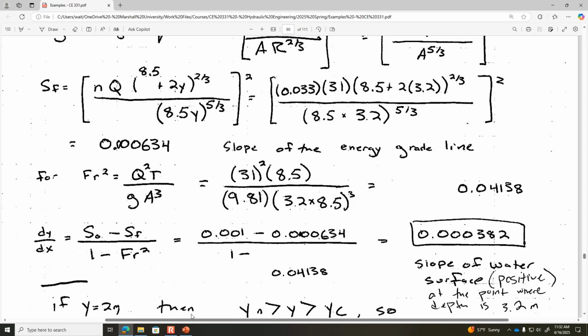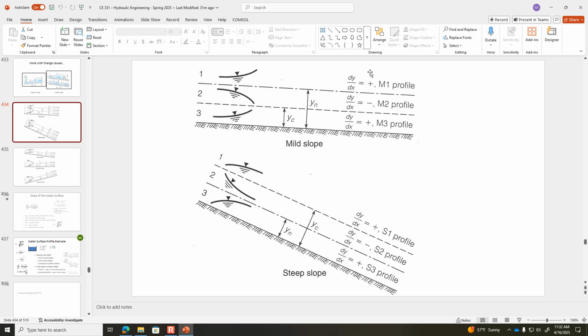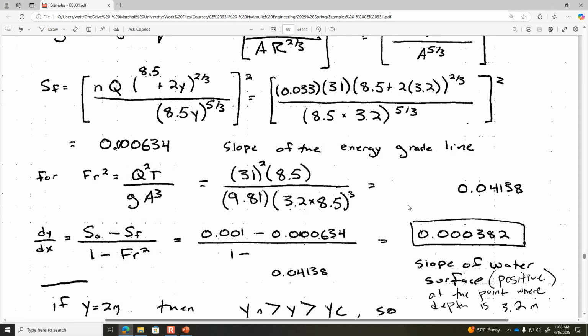So that's what we would expect to see if we go back to the figures here. For example, a positive dy/dl is associated with an M1 profile, where the measured depth is greater than either the normal or the critical depth. So everything's aligning as we'd expect to see a positive dy/dl.